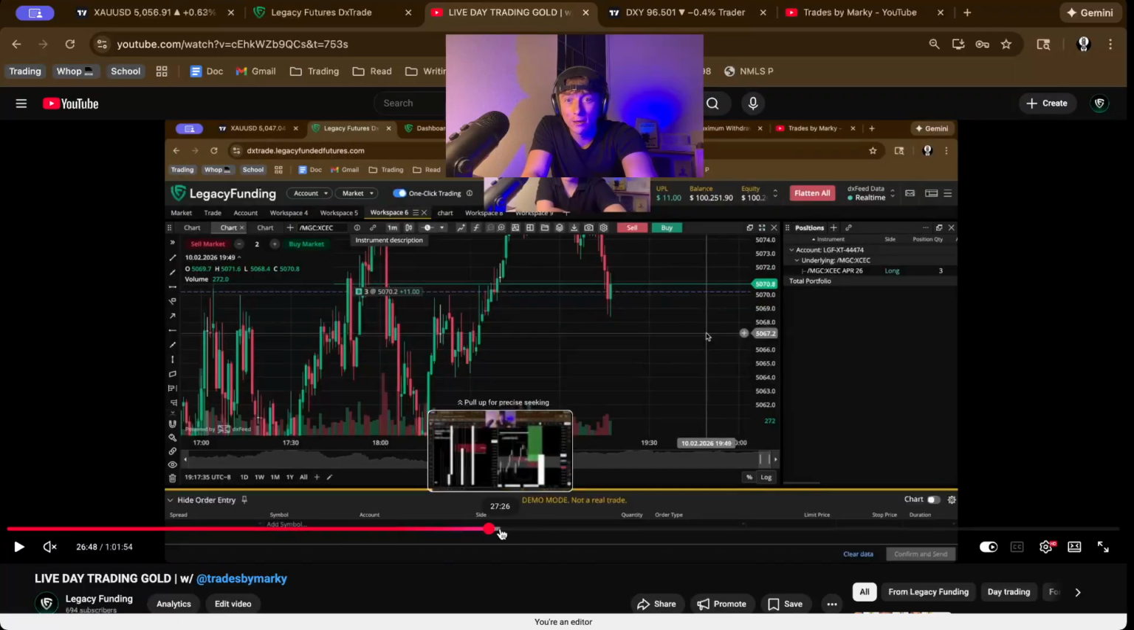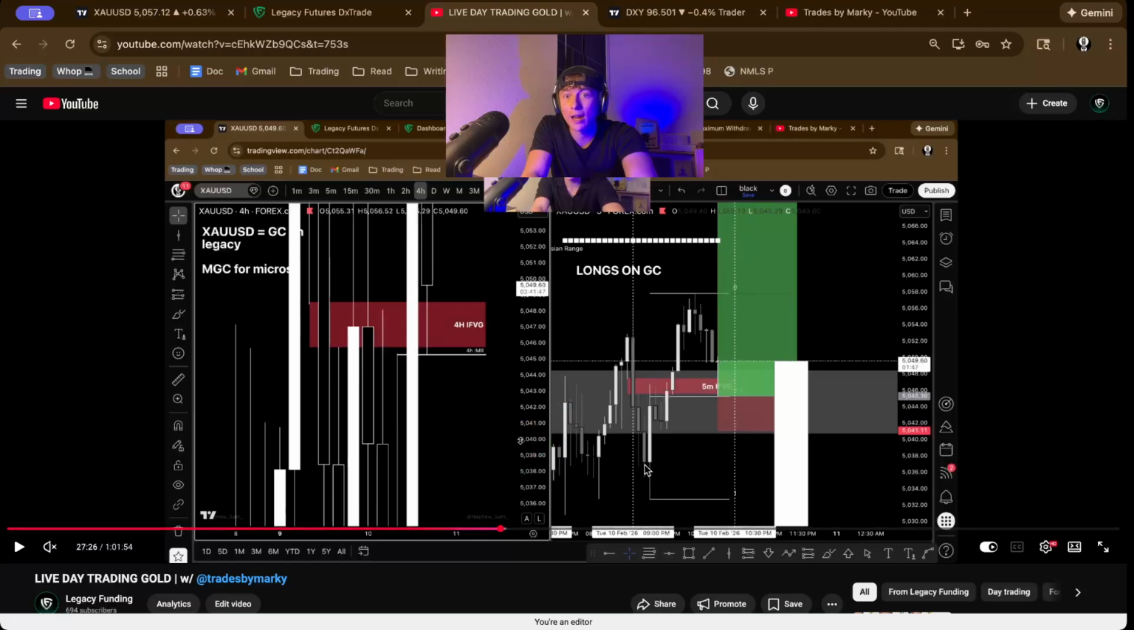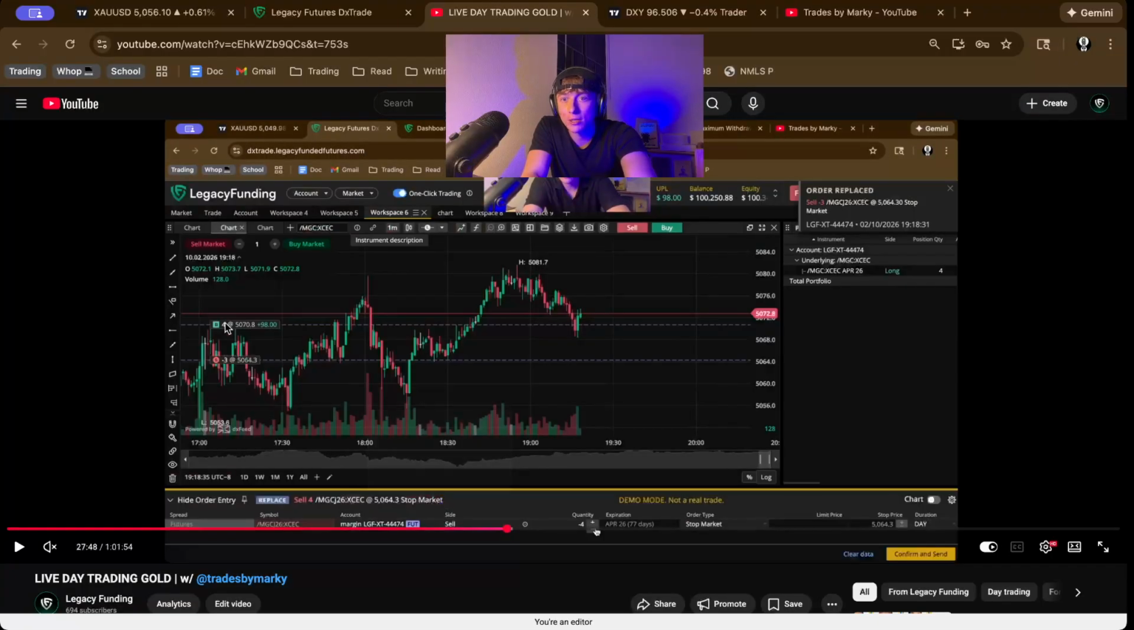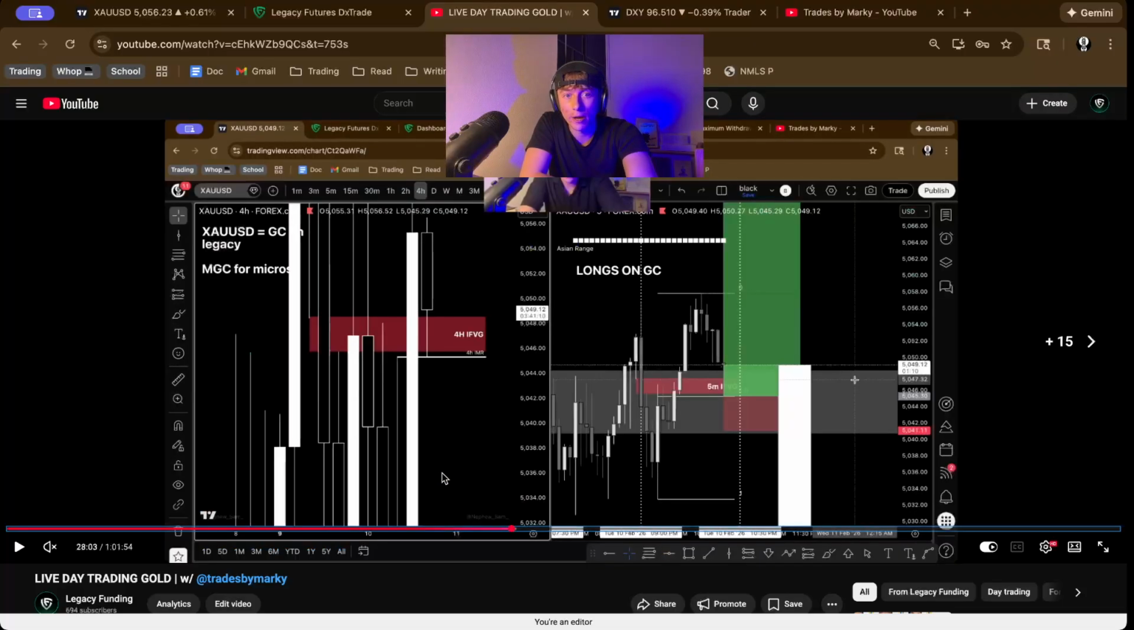I dropped in 3. And then I added one more when we got a beautiful reaction. Exactly when we filled the 4-hour immediate rebalance, I dropped in the rest of the risk on this trade, 2 more micros, and as it started running up, I dropped in another micro. So you can see here on my chart, we're already in with 4 micros, and I adjusted my stop to 4 micro stop.